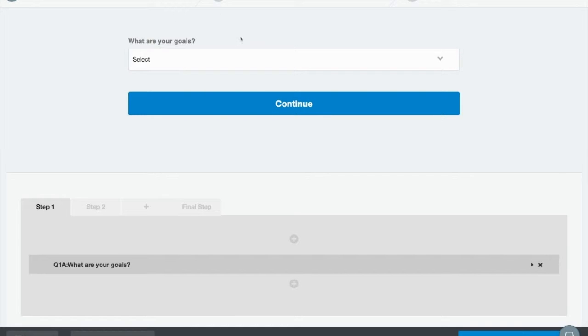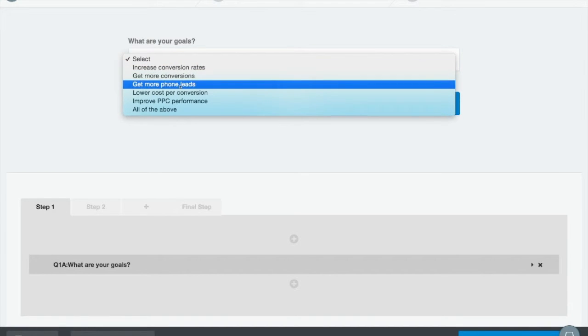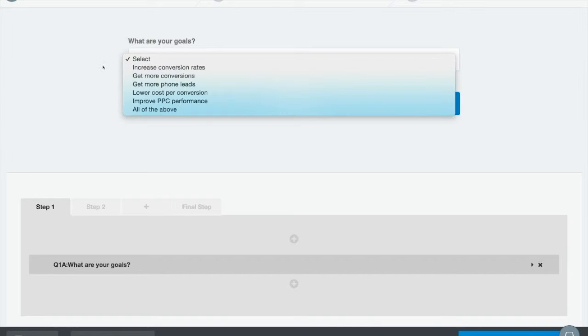So in this example, I'm imagining that I'm an advertising agency or digital marketing agency. So the first question I've created is, what are your goals? And the options are increase conversion rates, get more conversions, get more phone leads, lower cost per conversion, etc. Now this is very intentional because someone who would be looking at a digital marketing agency website or advertising agency, we're getting them to think about the solution. We're getting them to think about increasing their conversion rates or getting more conversions, because this is going to increase their motivation to fill out this form.